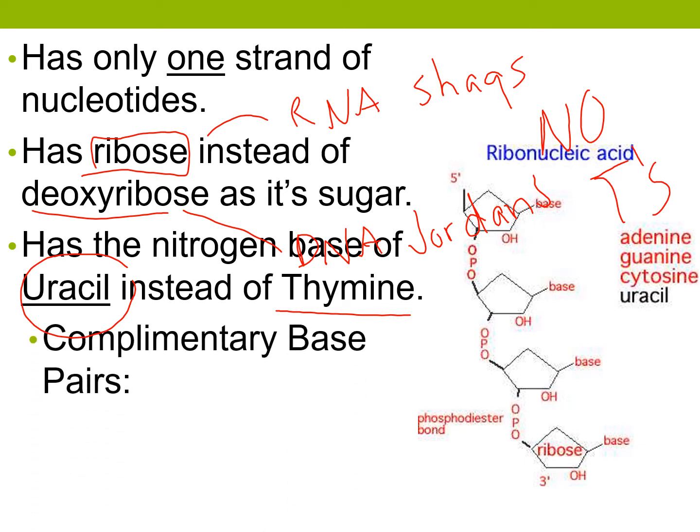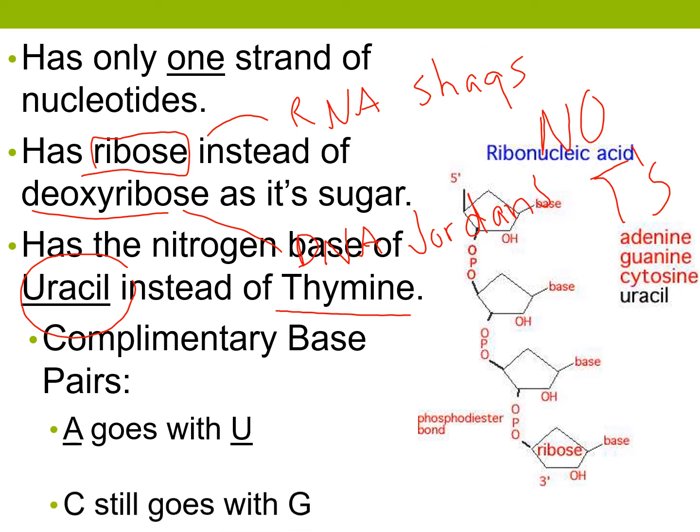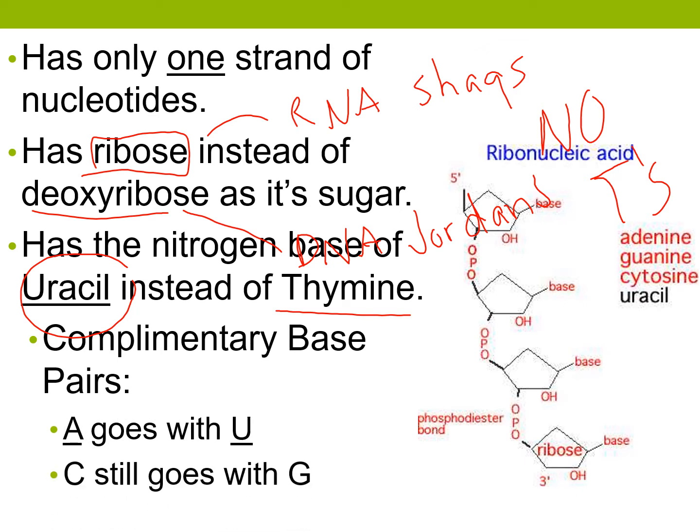So what are our base pairs though? That means A goes with U and C still goes with G. So A, U, and G, C are still together. All right, so A goes with U, there's no T in RNA, and C goes with G.